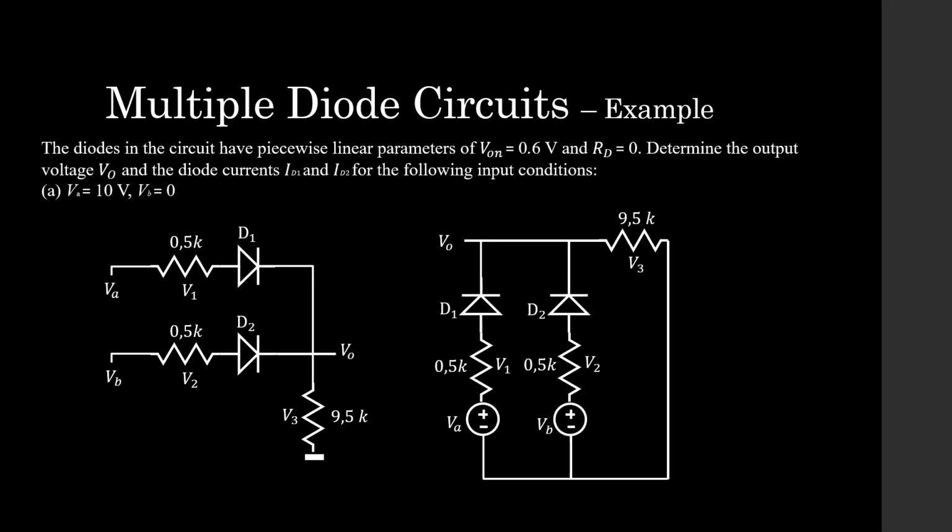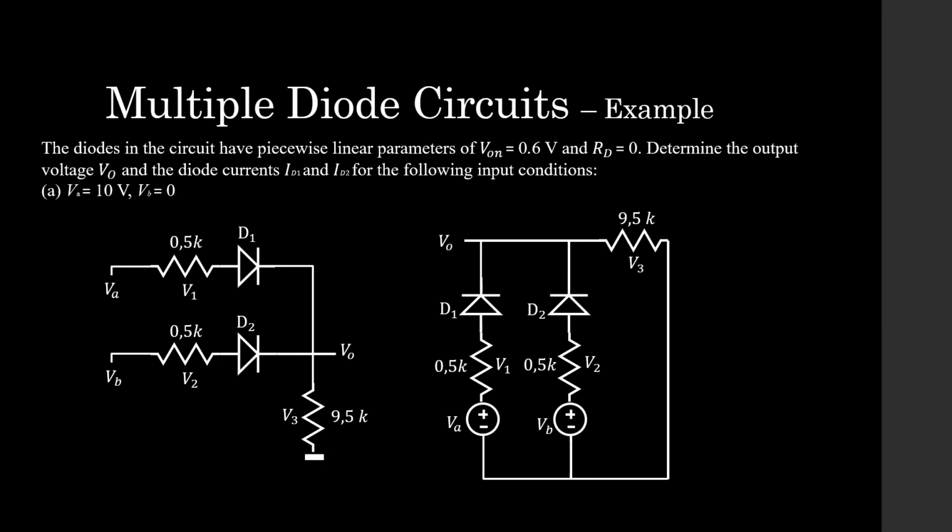Now students, let's go through an example so that you can really understand what's going on with analyzing multiple diode circuits. Here we have a circuit, and the diodes in the circuit have piecewise linear parameters of a diode on voltage of 0.6 volts and a diode resistance of 0 resistance. Determine the output voltage V out and the diode currents ID1 and ID2 for the following input condition.